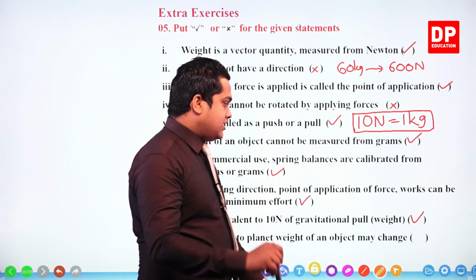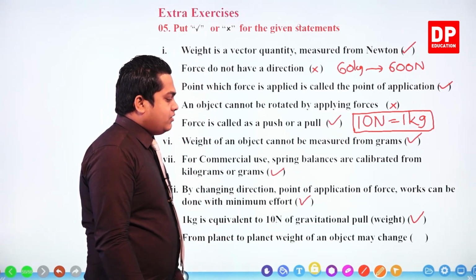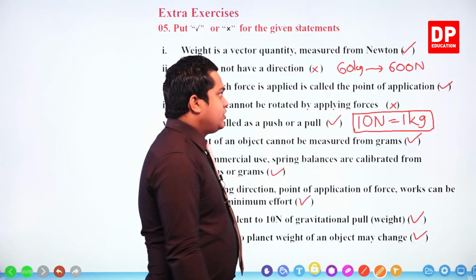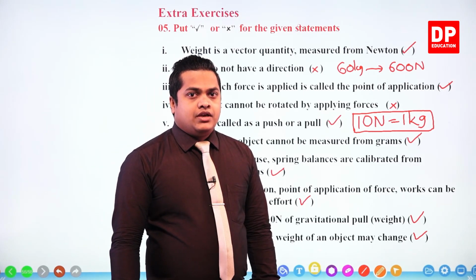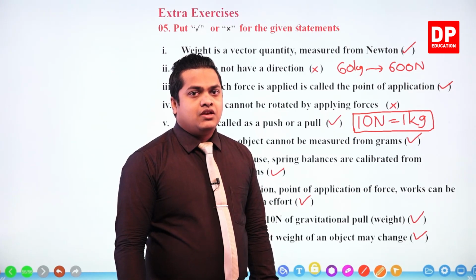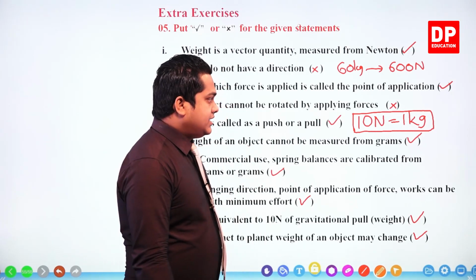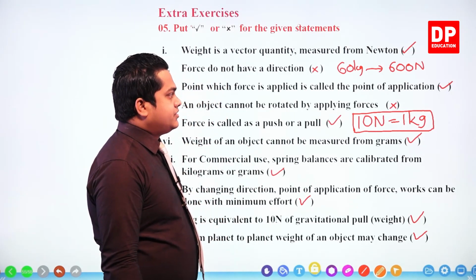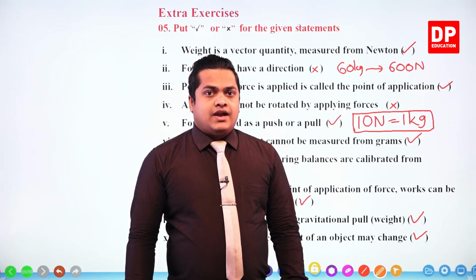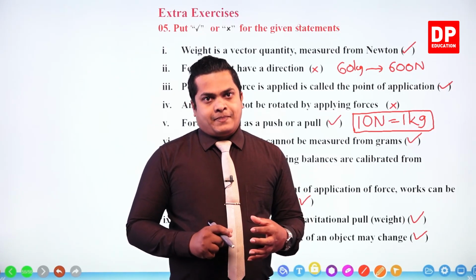So this question which is given here is a wonderful question. From planet to planet, weight of an object may change. That is correct. From planet to planet, absolutely, the weight is going to change because of the change in the gravitational force of the planet. Right, my dear children. So these are the answers for our questions. I think that you got good knowledge about the force, right? And we even discussed several extra things related to the force and weight.